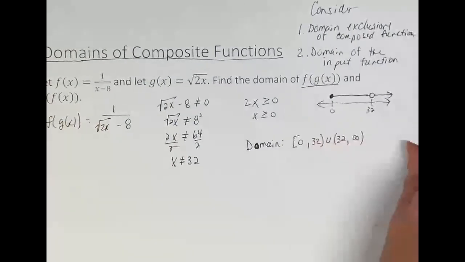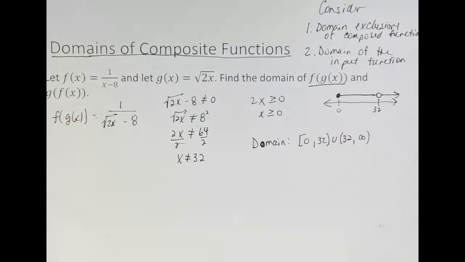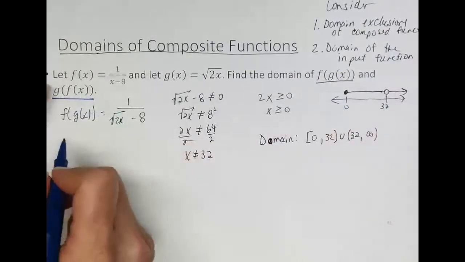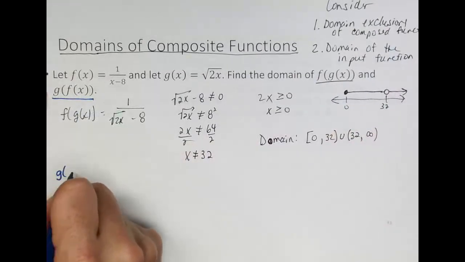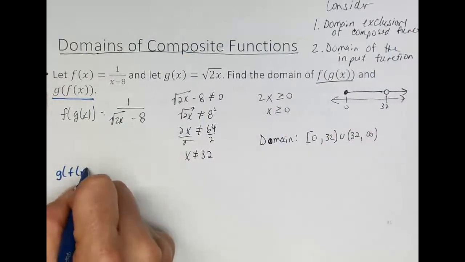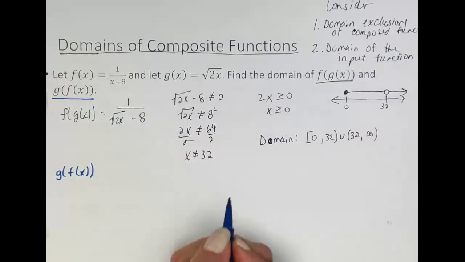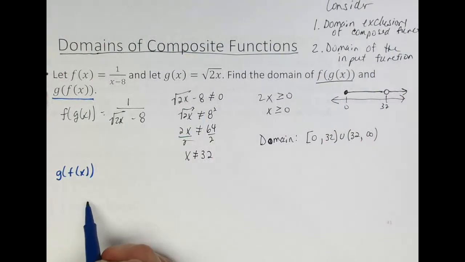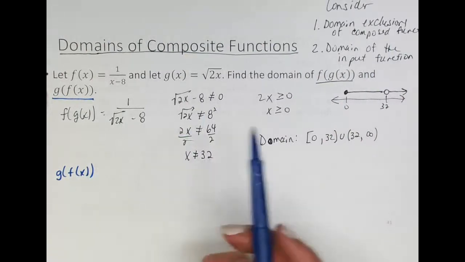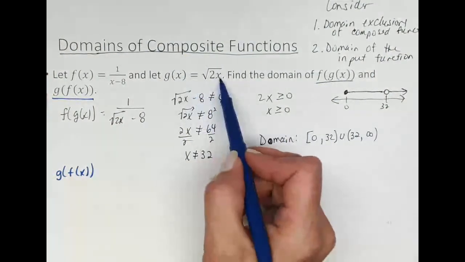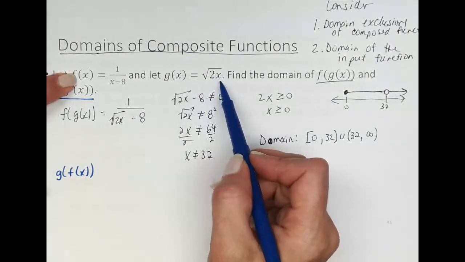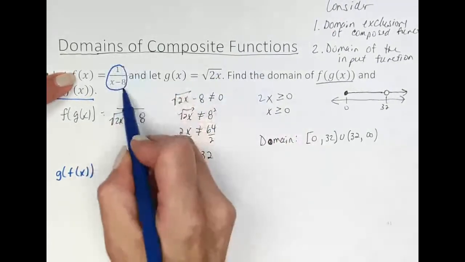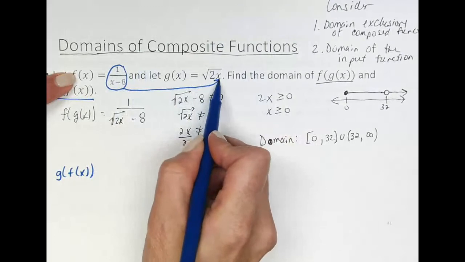Let's see, that was f of g of x. Let me even switch pens here to a slightly different color. Let's do g of f of x in blue. What is that going to be? Well, that means the algebraic representation of f of x becomes the input to g, right? So everywhere that g is expecting an input, it's going to get f instead. So everywhere there's an x in g, it's going to get 1 over x minus 8.